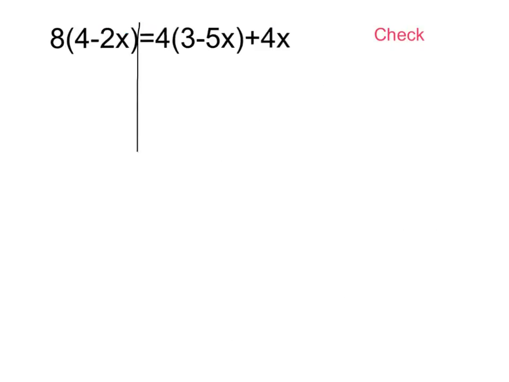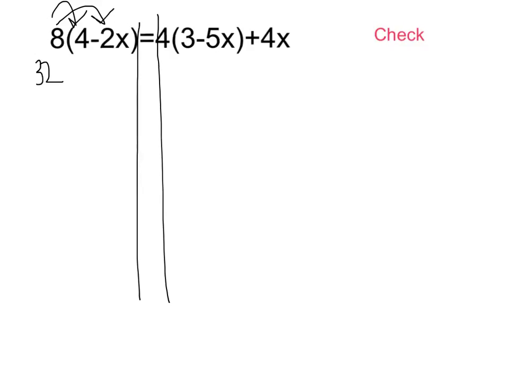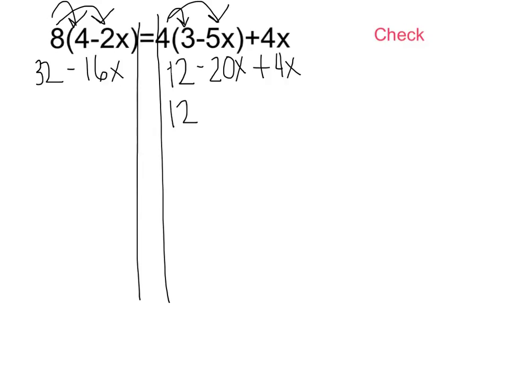Now we're going to solve this equation. Start by distributing. 8 times 4 is 32. 8 times negative 2 is negative 16x. 4 times 3 is 12. Oops, 12. Let me erase that real quick. So 4 times 3 is 12. There we go. 4 times negative 5x would be negative 20x plus 4x. Now I've got to combine like terms. So on the right side, negative 20x plus 4x is negative 16x.